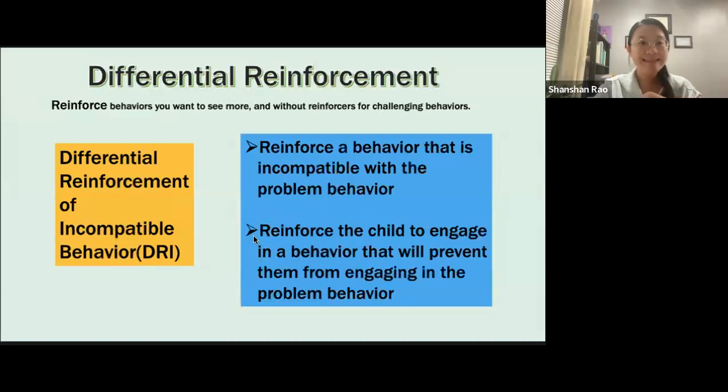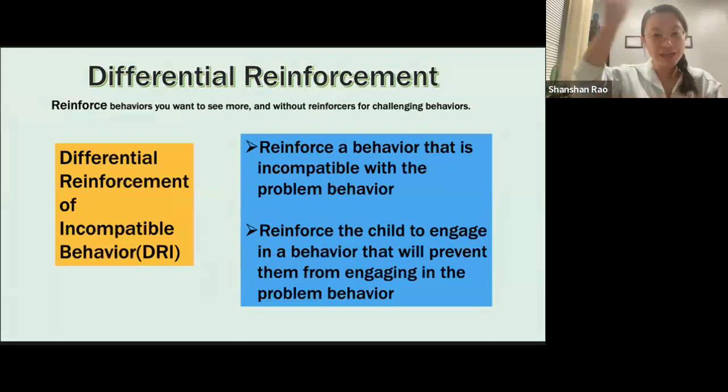DRI, differential reinforcement of incompatible behavior. So that's basically you train the kid to do something so that he won't be able to engage in problem behavior. I'm going to use the grabbing again. You're going to reinforce him when he folds his hands on the table, right? You teach him, fold your hands. So he folds his hands so he cannot grab. Or you say, put your hands down. When you put your hands down, you cannot grab, right? So teach that incompatible behavior so he won't be able to engage in the problem behavior.